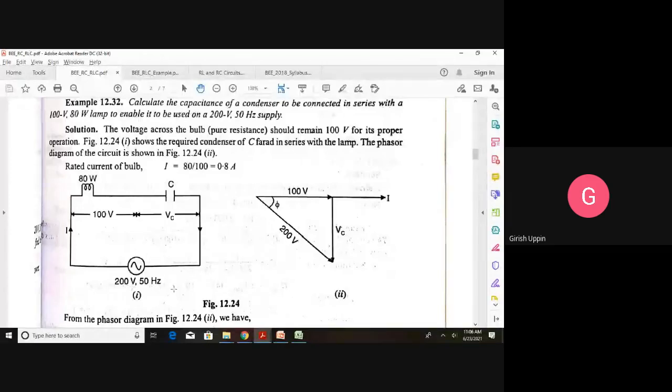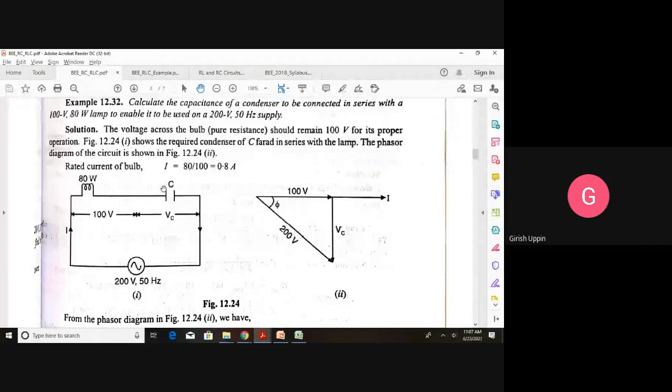Now, the current that is flowing in this particular lamp can be calculated from the power consumed here. P is equal to V into I, right? P is 80 and V is 100. Therefore, I is equal to 80 by 100, 0.8 amperes. So how much current is flowing in the circuit? 0.8 amperes. And how did we find that out?